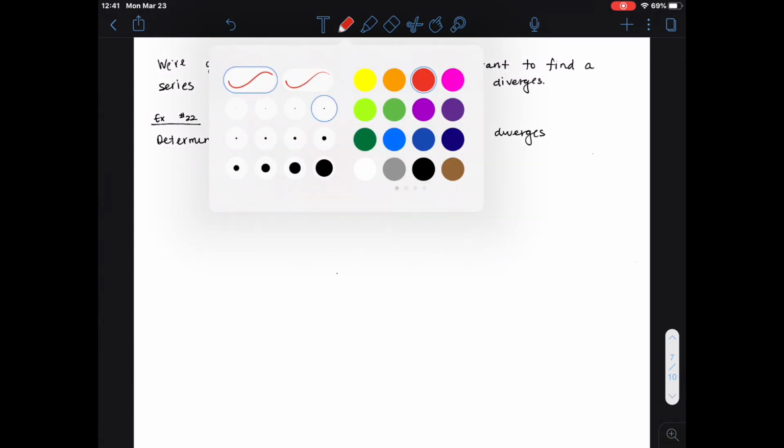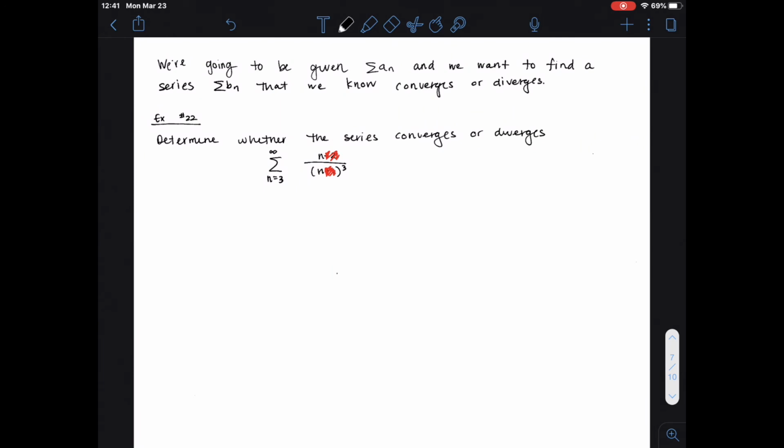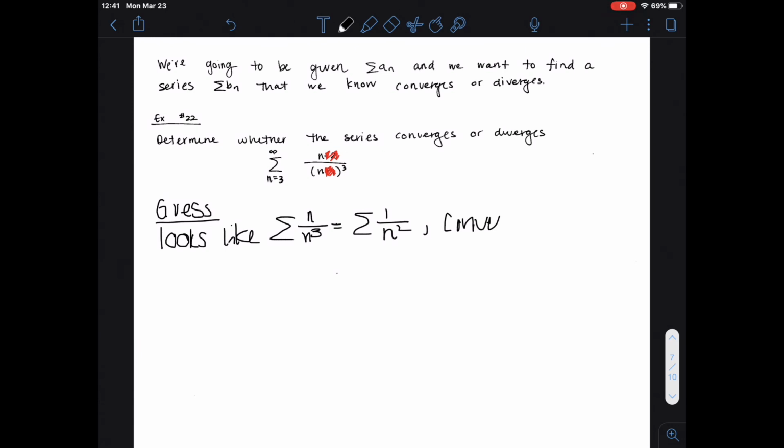So our guess is it's going to look like the sum of n over n cubed, which is the sum of 1 over n squared. Okay? And that one's going to be a convergent p-series, since p equals 2. So we'd imagine that our series is going to be convergent as well.